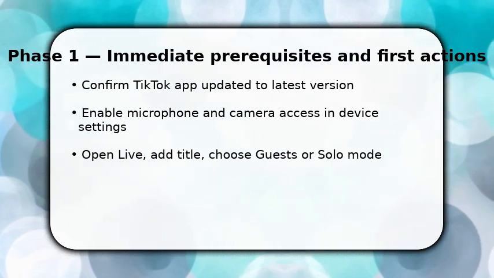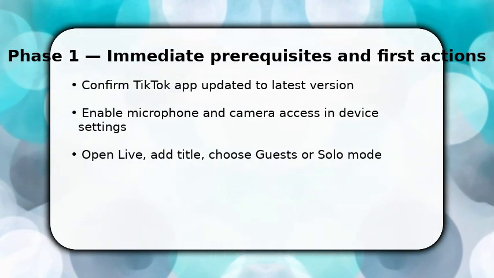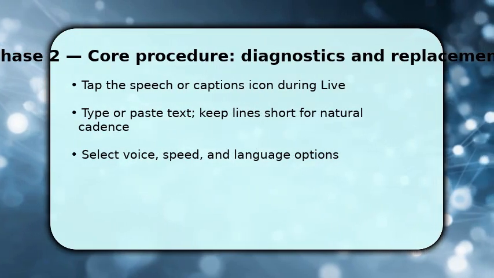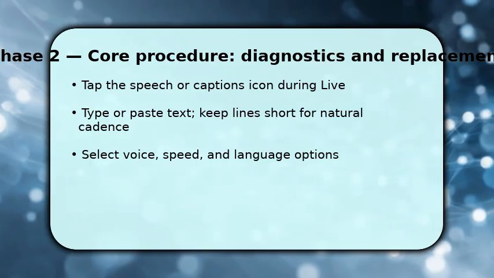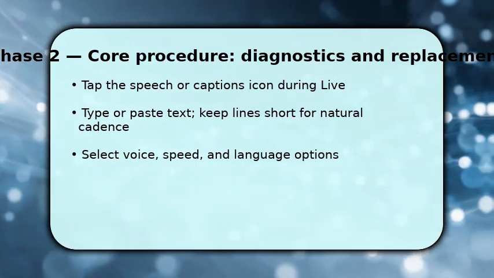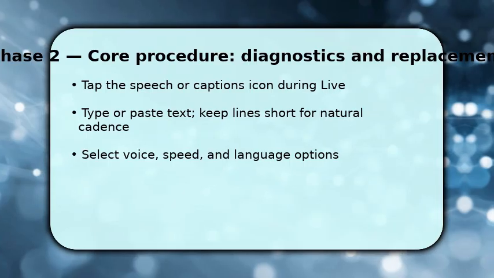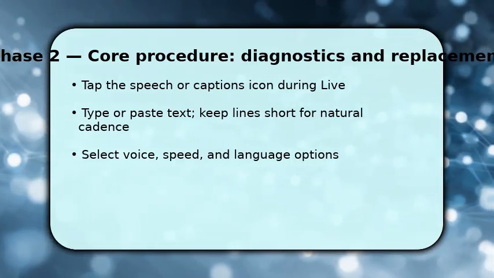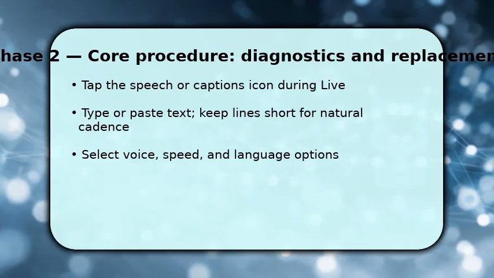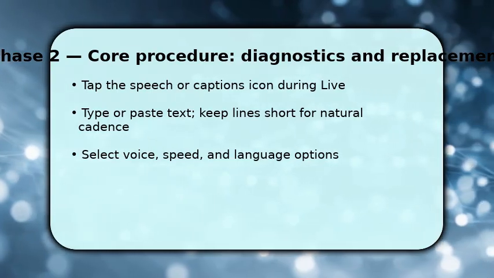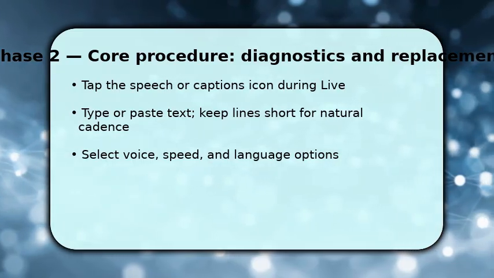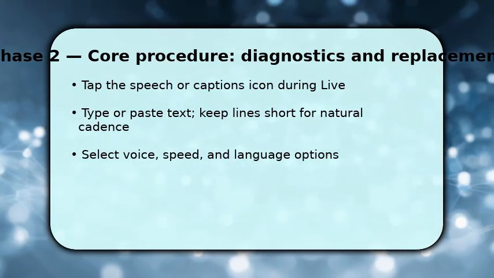During your live, tap the speech or captions icon in the overlay to open text-to-speech controls. You'll type or paste the lines you want spoken. Short sentences work best to keep rhythm natural, so break long thoughts into multiple entries. Then choose the voice, adjust speed, and confirm language so pronunciation matches. Once configured, preview a line privately if available and cue the text. Make sure you understand timing, because cued lines play in order and affect viewer interaction.